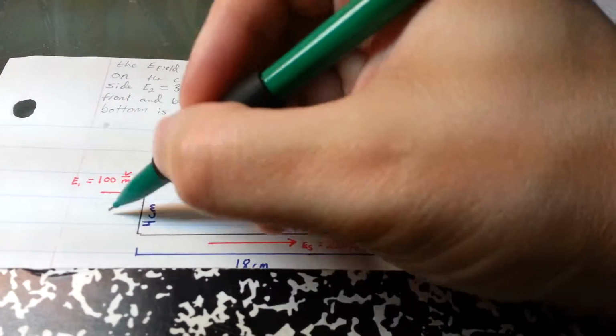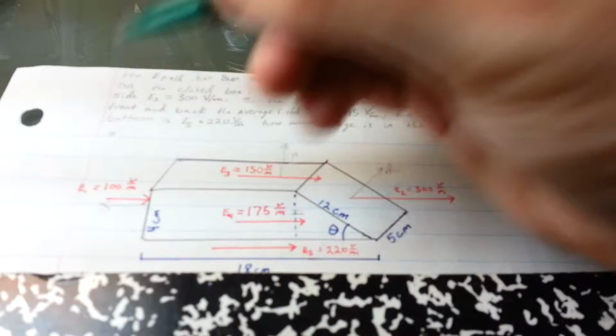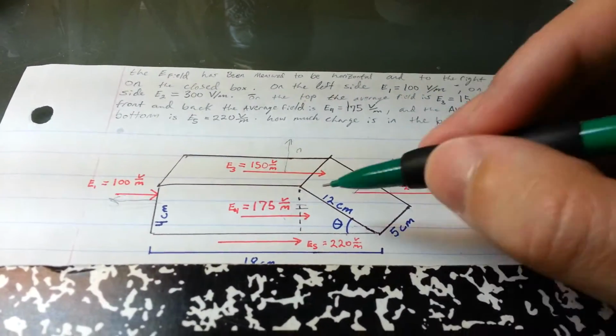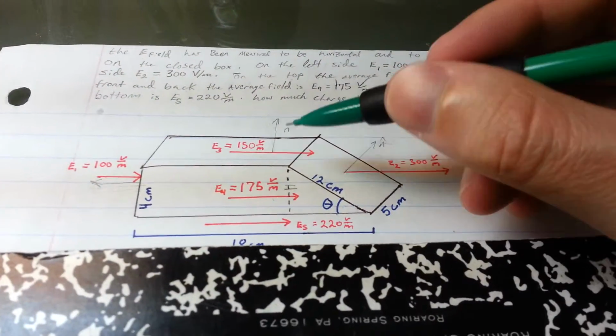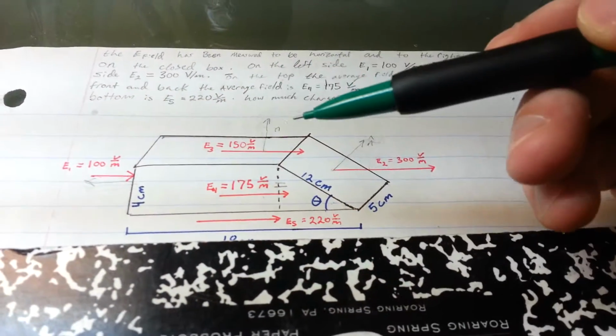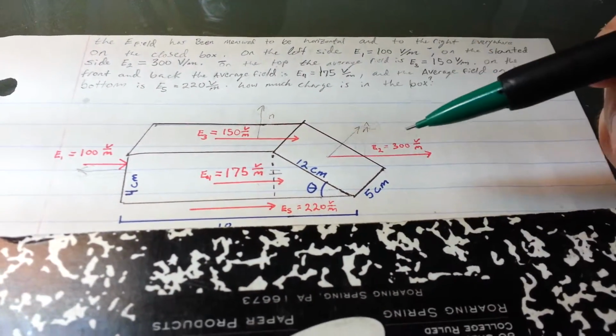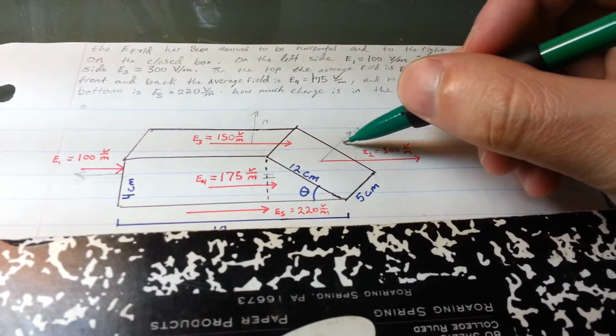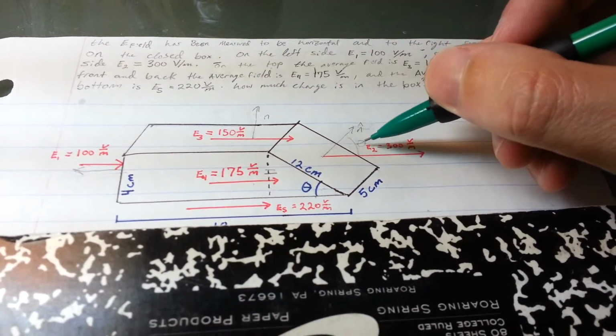So whenever an electric field is perpendicular to this surface normal, it's 0. It's negative when it's in an opposite direction, and it will be positive if it was in the same direction. It's going to be positive here, but there's a little twist to it because there's a deflection.